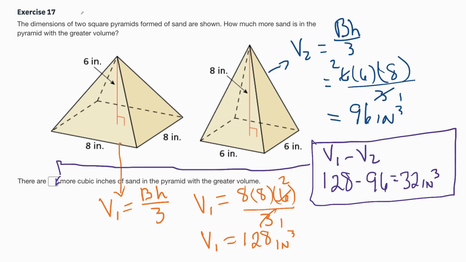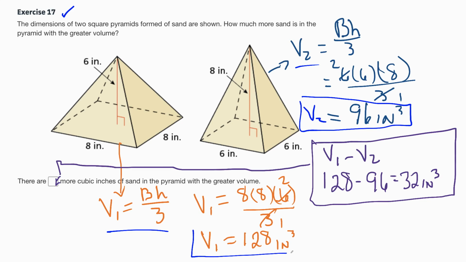Number 17, this is one you'll have to show your work for. So I have my 2 square pyramids. I want to know how much more sand is in the pyramid with the greater volume. Well, which means I need to calculate the volume of each one. So I do that. Here's the volume of the first pyramid. Here's the volume of the second pyramid right here.